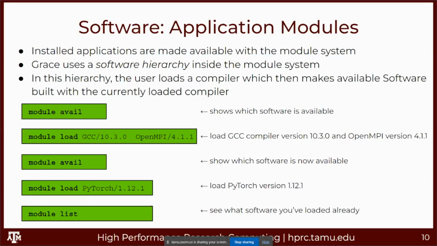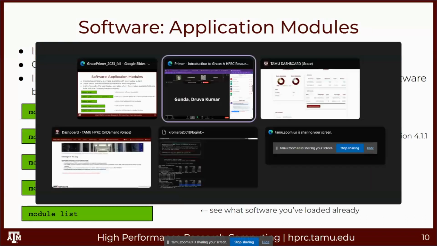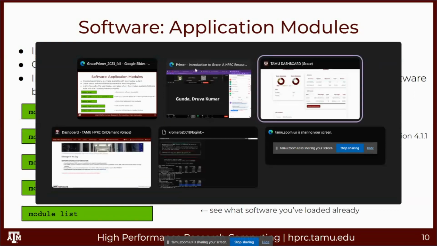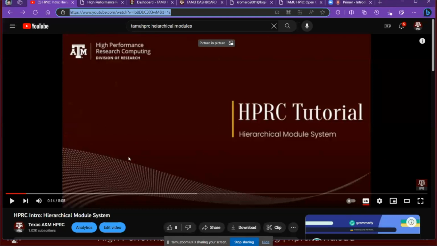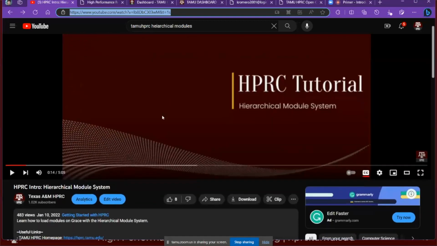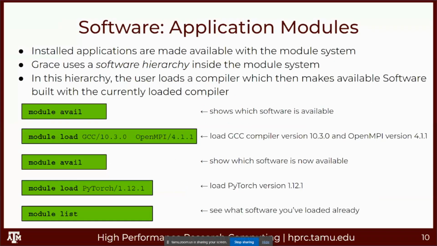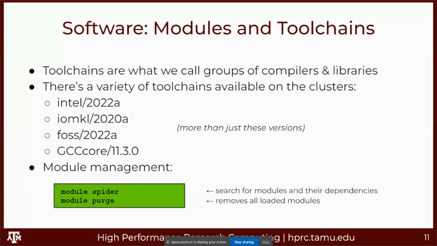Then it would be to load the actual software you want to use. In this case, we're using the example of PyTorch. And after that's loaded, you can do module list. This can be very complicated, so we encourage you to check out our YouTube, where we actually have a video specifically explaining how the hierarchical module system works on Grace. Once you've loaded those modules, you can use module list. We will also go over an example together. So don't worry if you're a little bit lost.